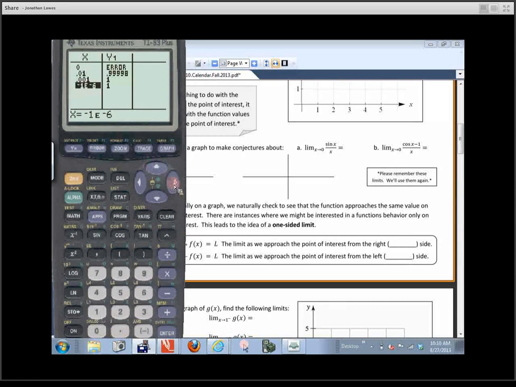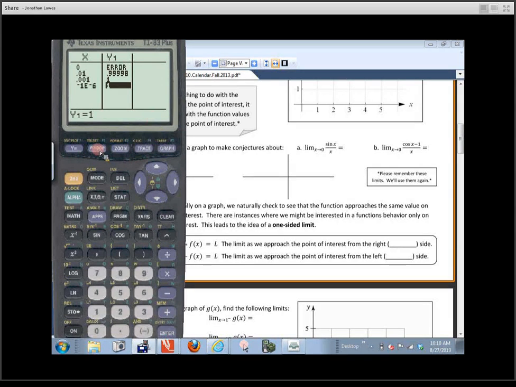Pretty good evidence there. Let's check and see what it is. In fact, that's so close, it actually has a bunch of 9s there, but it's so close it won't fit them on there, so it's going to round up to 1. Is that pretty good evidence that coming from either direction we get a 1? Let's do one more thing.